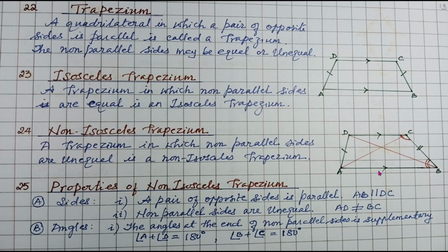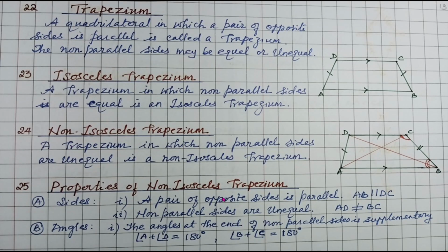Now we have therefore two different types of trapezium, that is isosceles trapezium and non-isosceles trapezium. A trapezium in which non-parallel sides are equal is an isosceles trapezium. See, we have a quadrilateral here in which AB is parallel to DC and the non-parallel sides AD and BC are equal. It is an isosceles trapezium. In a non-isosceles trapezium, ABCD is a quadrilateral in which AB is parallel to DC and the non-parallel sides AD and BC are unequal. Therefore, it is a non-isosceles trapezium.